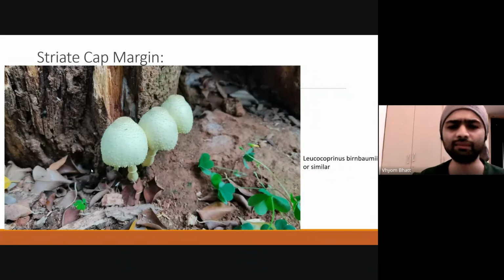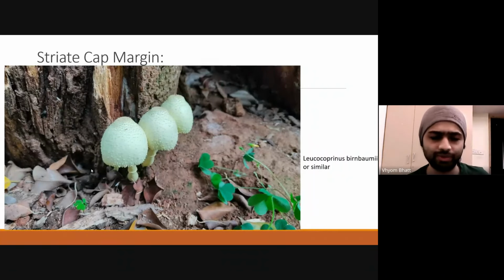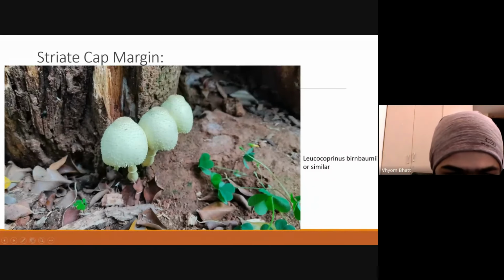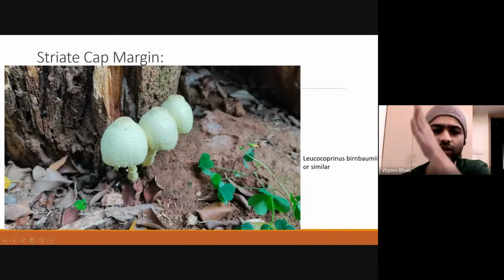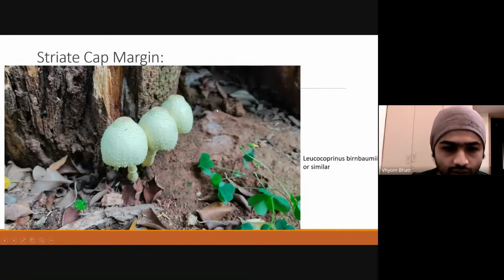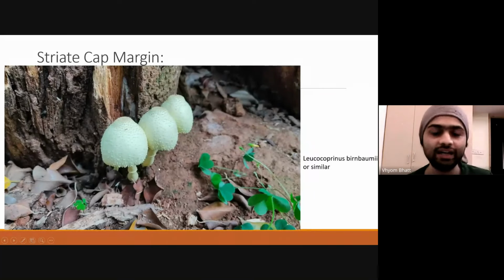You should not eat them, but yeah, they are safe for your plants. So, striate cap margin: if you can see, there are standing lines, a kind of structure, at the edge of this over here, right? This is also an identification feature, by the way. So it is very important that you go very close.